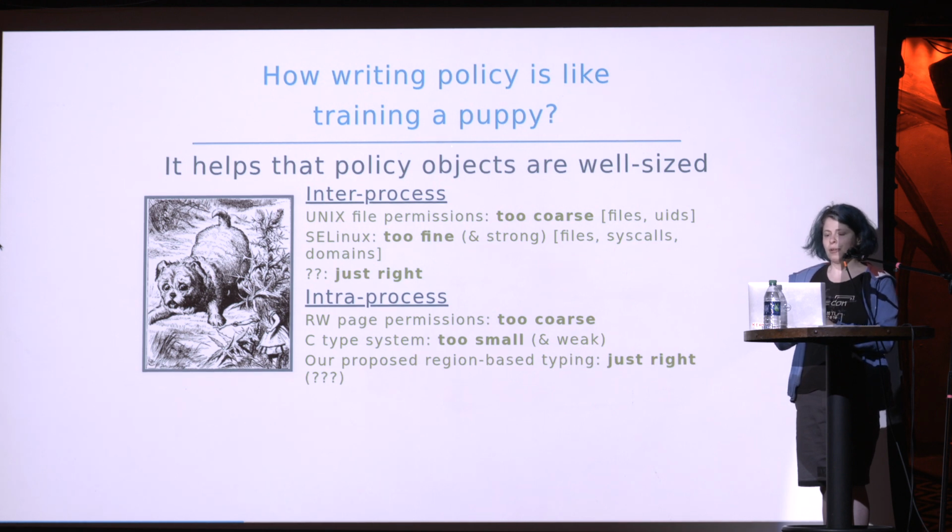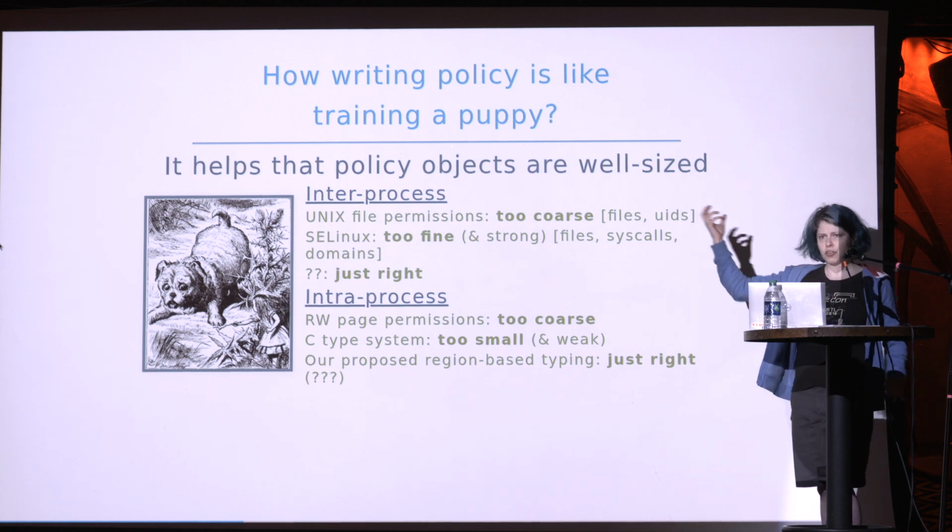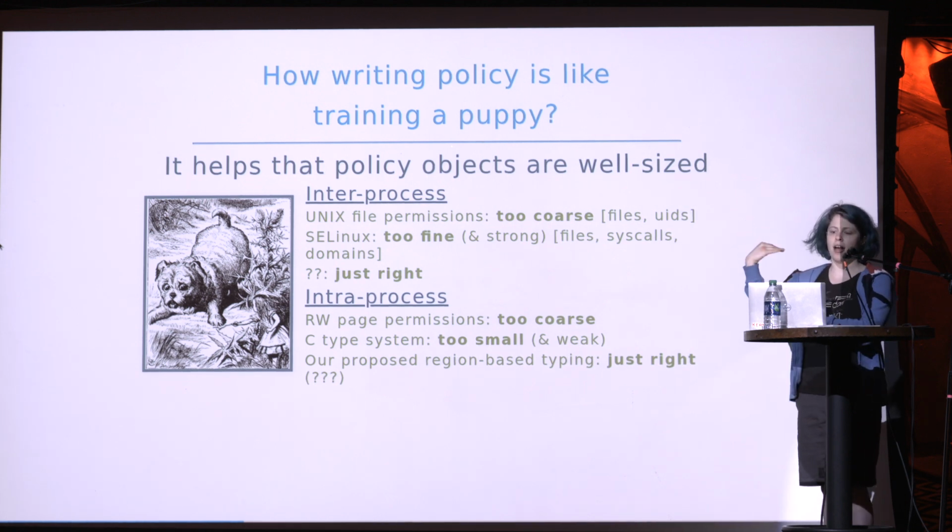And I'm wondering now about region-based types. When you think about regions of memory, there is no actual specific size. It's very variable. You can have a very large region of memory, or you can think of a single object. And maybe that's just right.